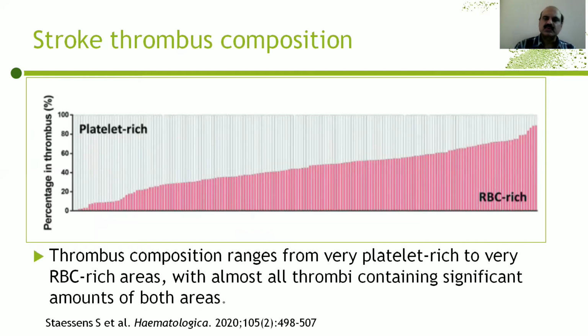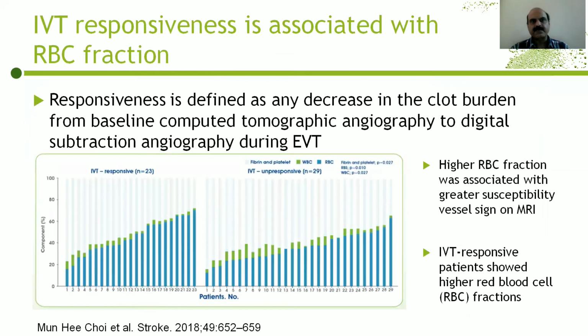So this is the stroke thrombus composition graph. See, the stroke thrombus composition is not uniformly hard or uniformly soft. Every thrombus will contain areas which are platelet rich and areas which are RBC rich. So some areas would be soft, some areas would be hard. The more RBC-rich areas you have, the more likely the composition will be softer and the results of IV thrombolysis would be better.